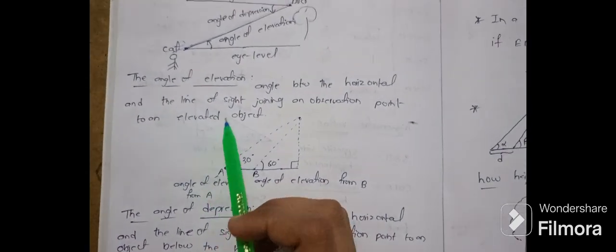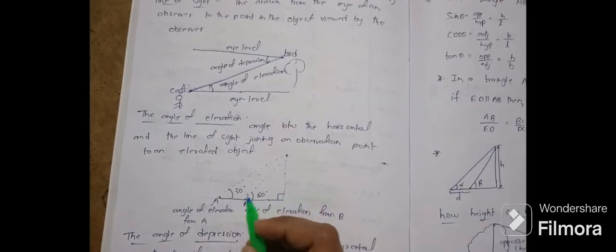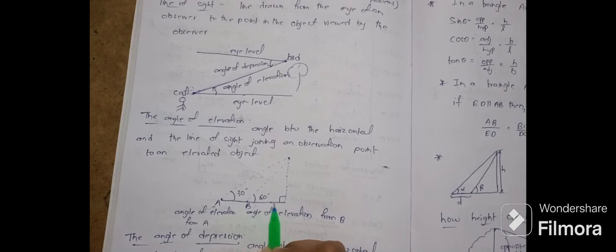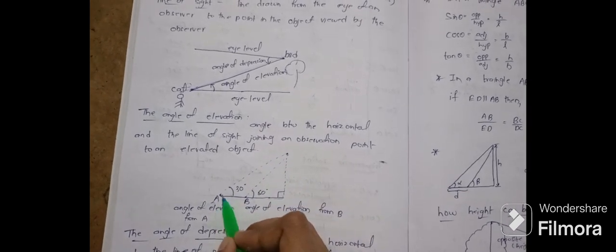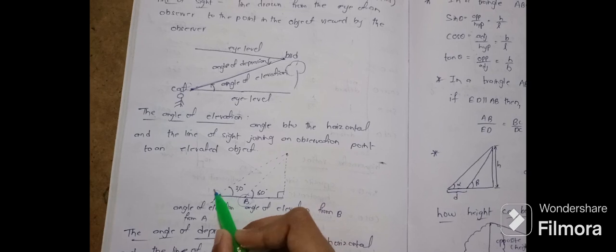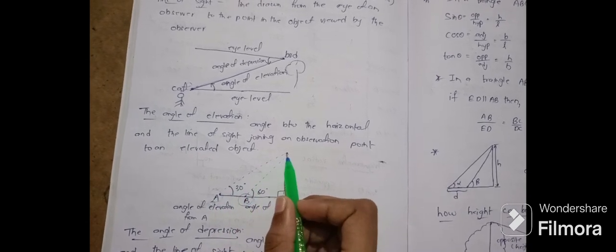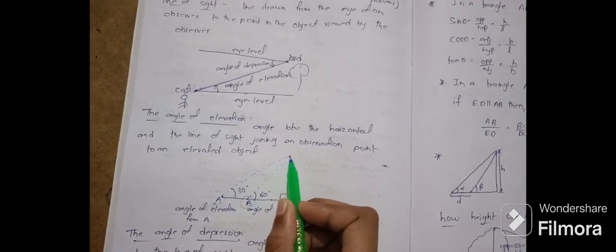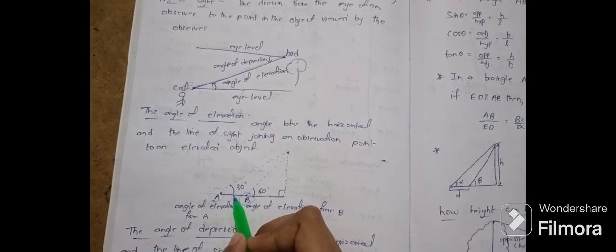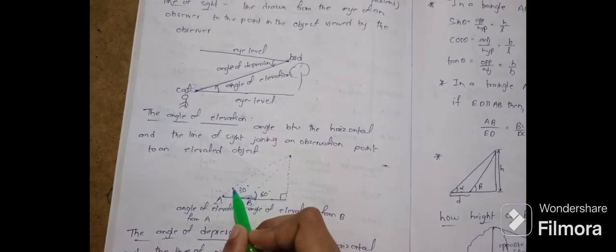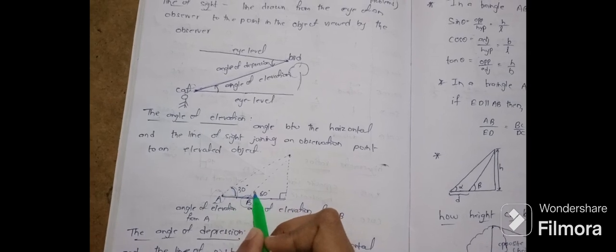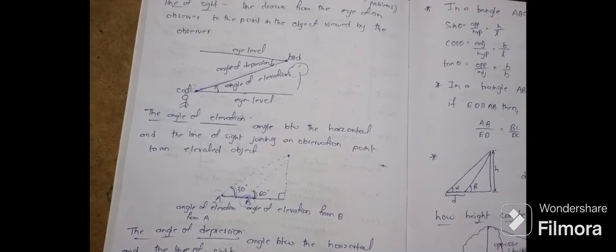And angle of elevation means the angle between the horizontal line and the line of sight. Let us consider an object A is here and B is here. They are observing from here to the object. This is the line of sight. And the angle drawn between the horizontal line and the line of sight is the angle of elevation. And for object B, it is also the angle of elevation.